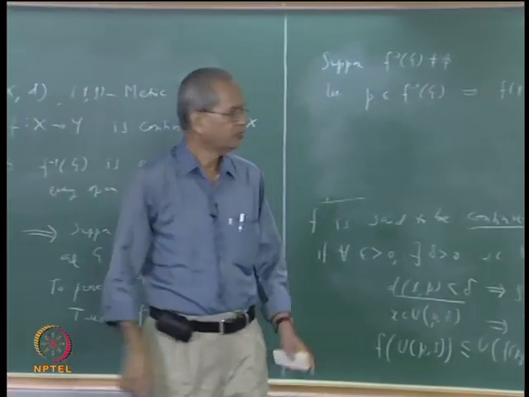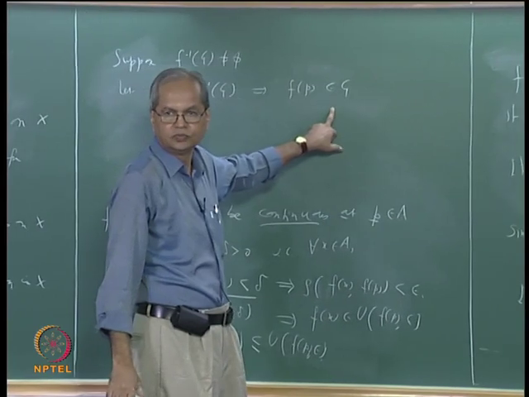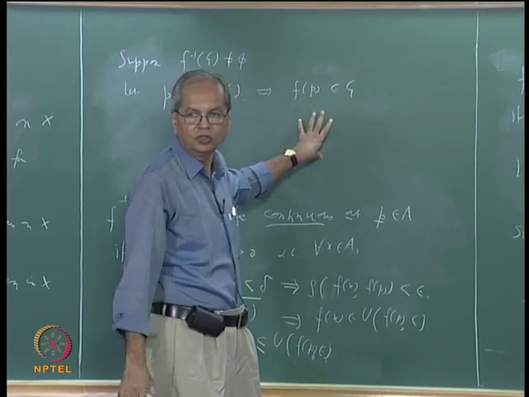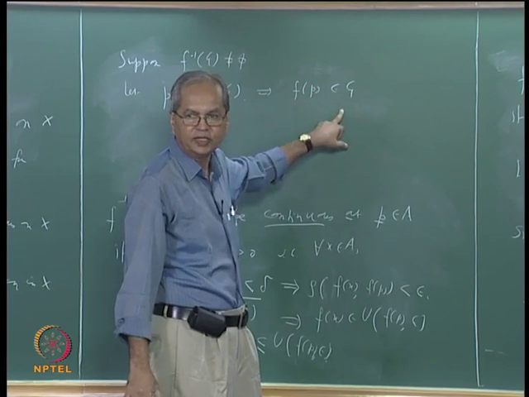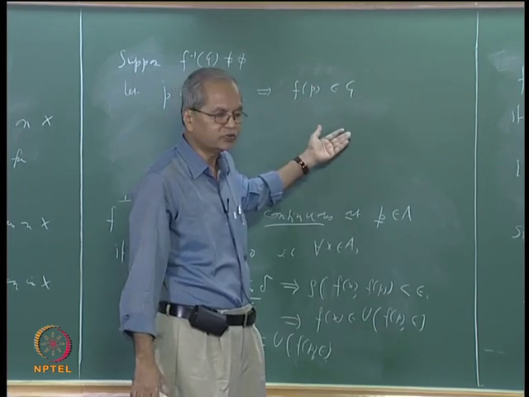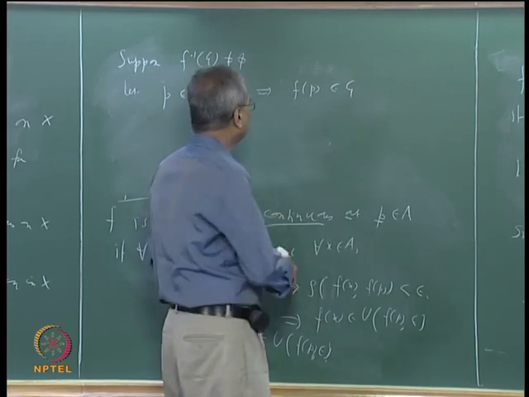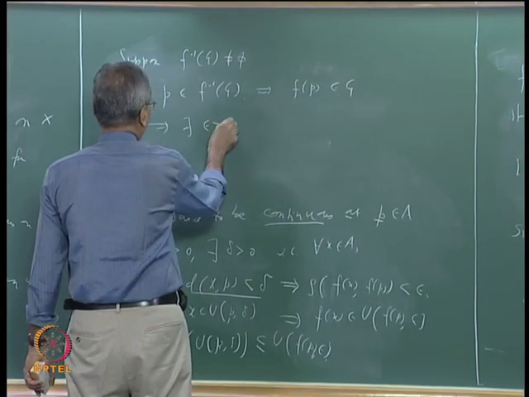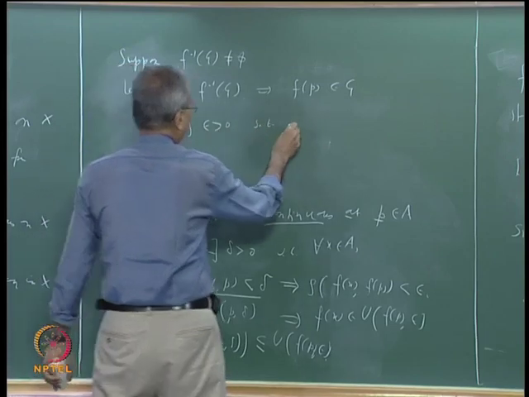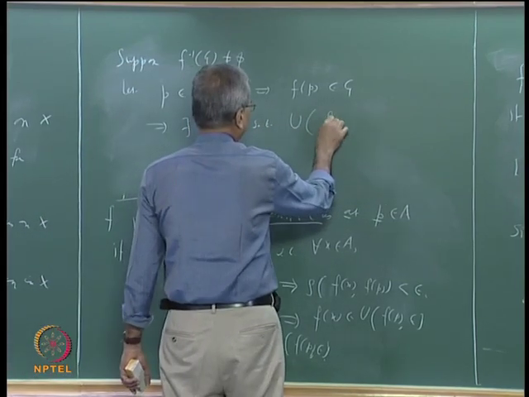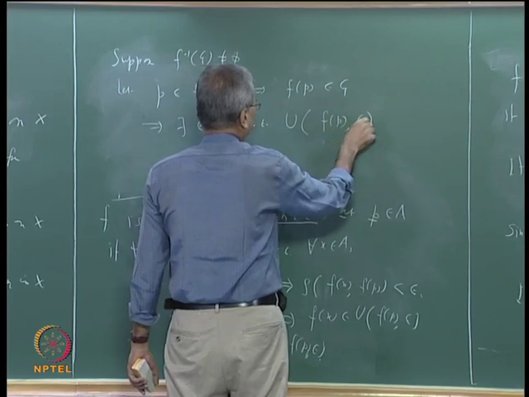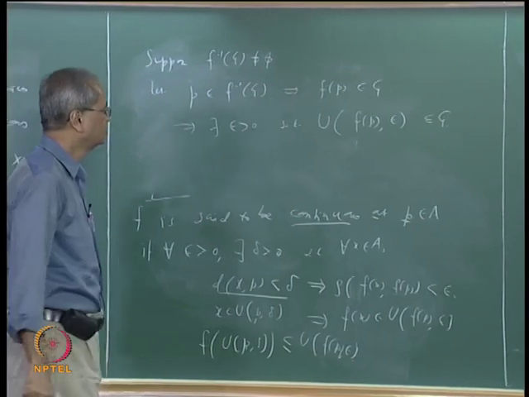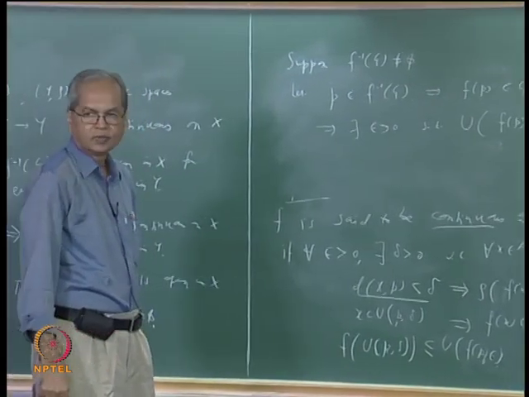But G is an open set. So there must exist some ball with f(p) as center which is completely contained in G. Suppose I call the radius of that ball epsilon. So this implies there exists epsilon bigger than 0 such that the open ball with center at f(p) and radius epsilon is contained in G.